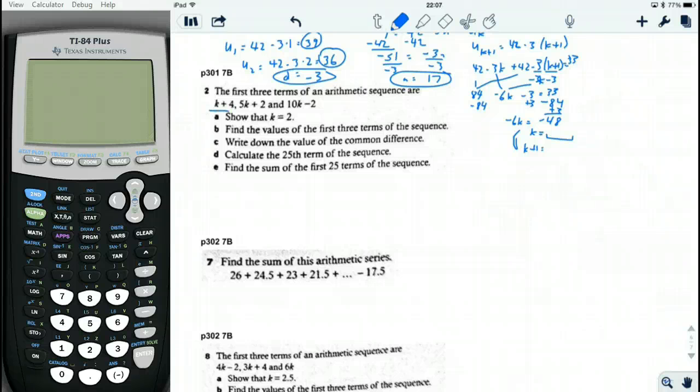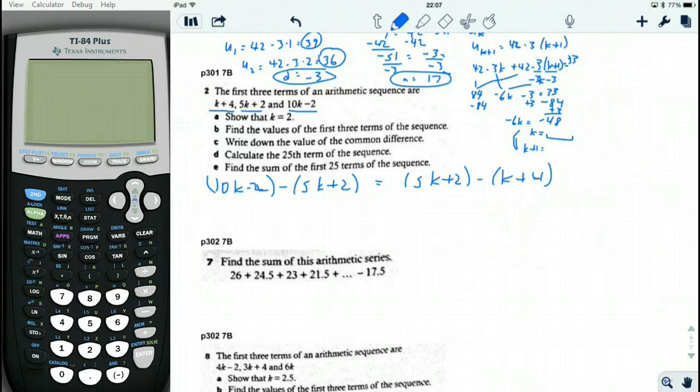If these are three consecutive terms, then if I take the difference between each of them, I should get the same amount, right? So if I take the third term, 10k minus 2, and subtract the second term, 5k plus 2, that should be equal to the second term, 5k plus 2, minus the first term, k plus 4. Because that should equal the common difference, right? So let's just simplify this.